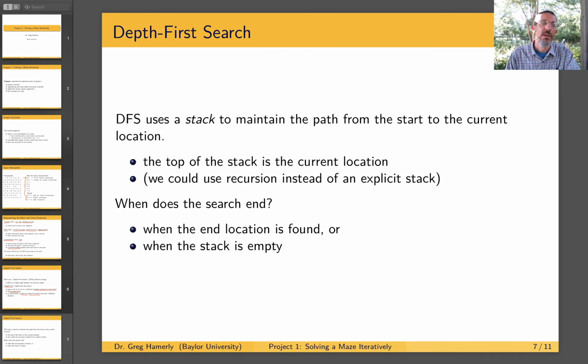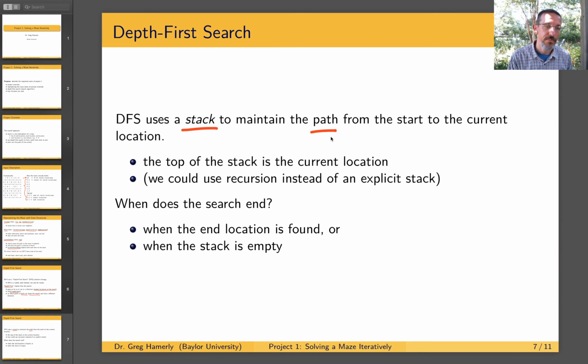Okay. So depth first search uses this stack to maintain the path from the start to wherever the current location is. Wherever we currently are searching is the top of the stack. Keep that in mind. We could have used recursion to solve this problem instead of an explicit stack. If we did it that way, then the function call stack would be replacing the explicit stack that we're using in this project.